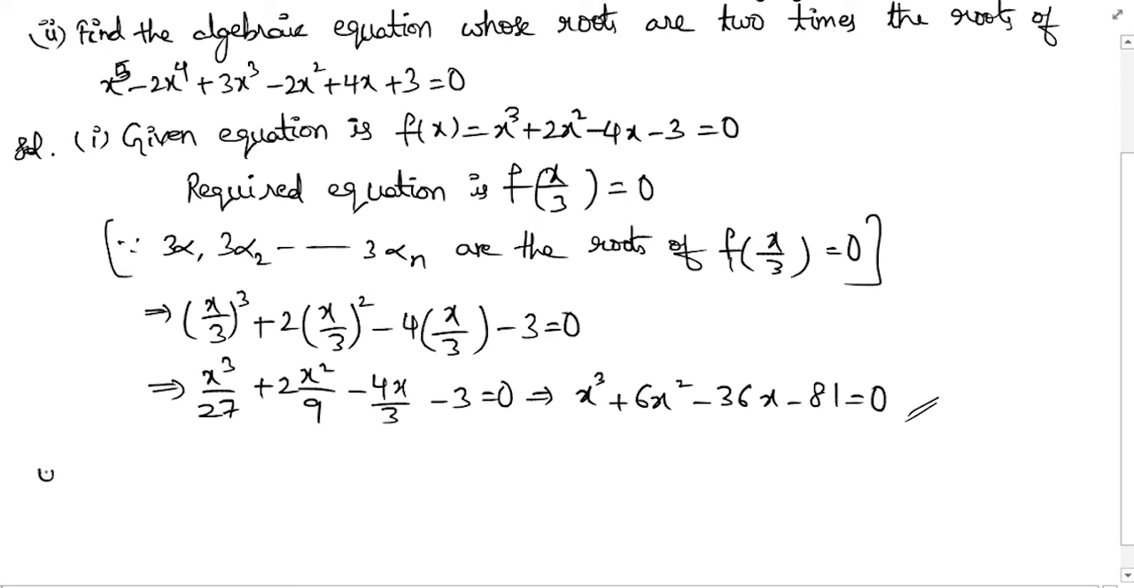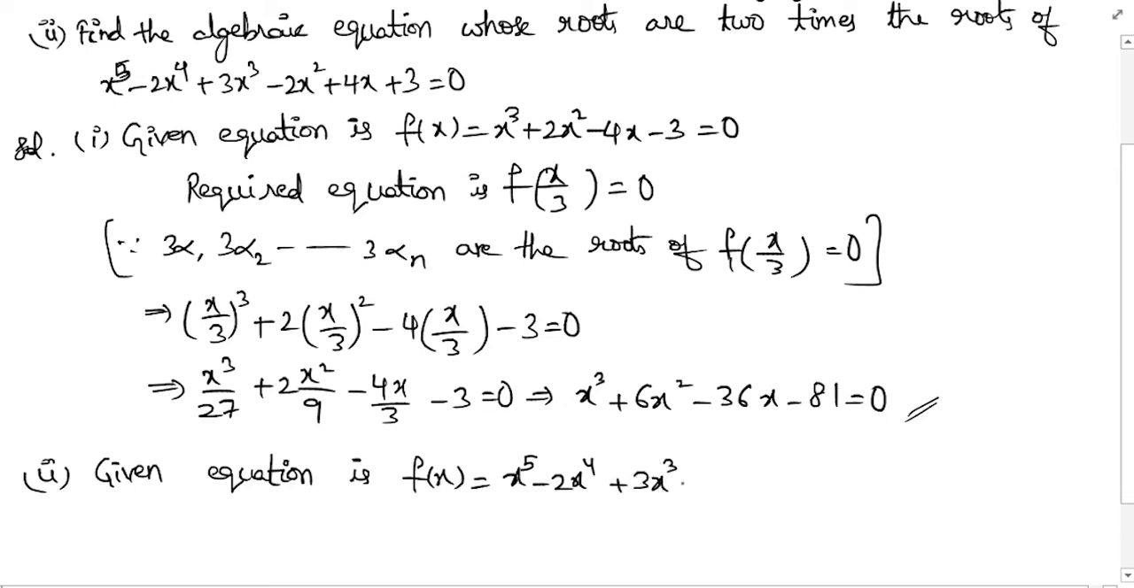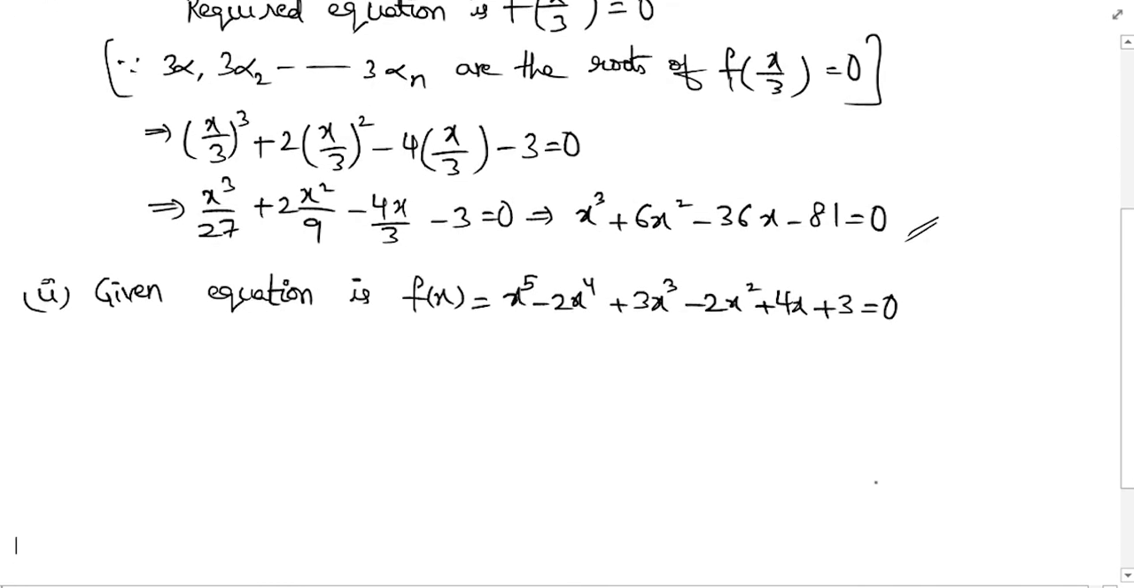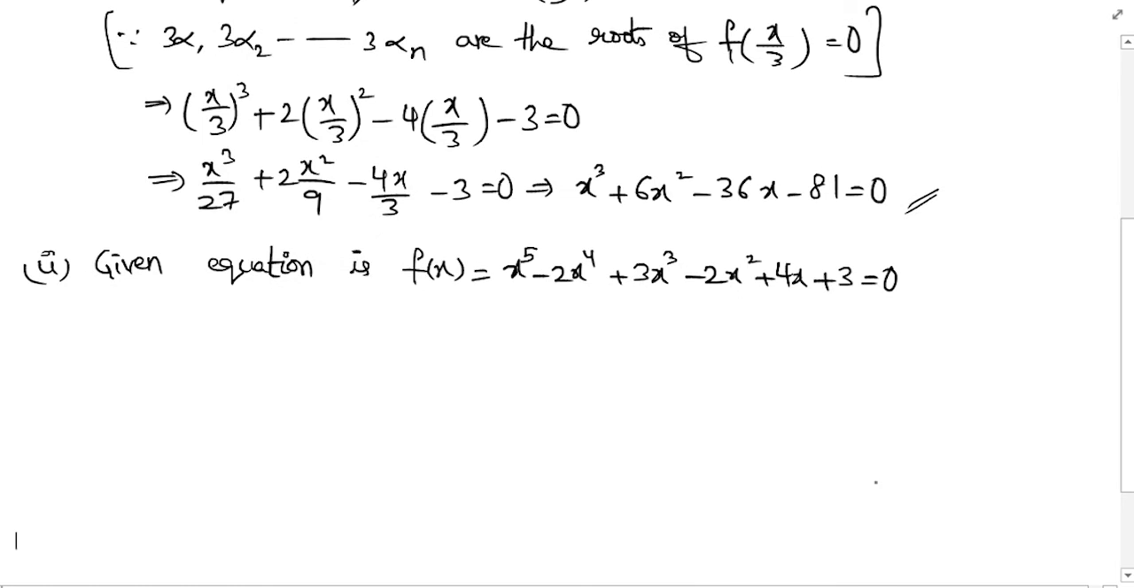Now we'll move on to the second bit. So here the given equation is f of x is equal to x power 5 minus 2x power 4 plus 3x cube minus 2x square plus 4x plus 3 is equal to 0. Such a big equation, right? So now what's the required equation?